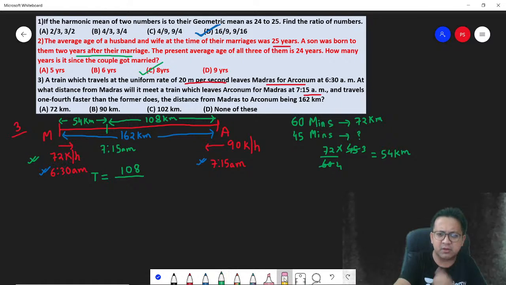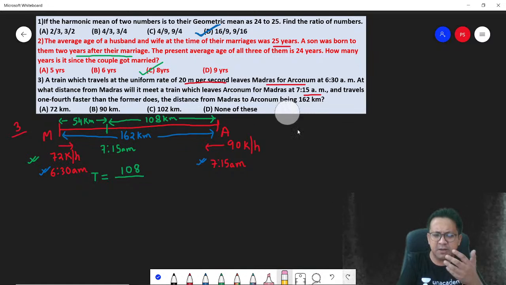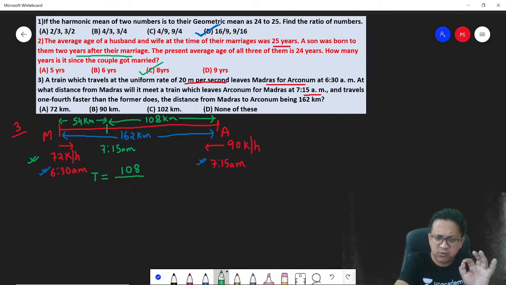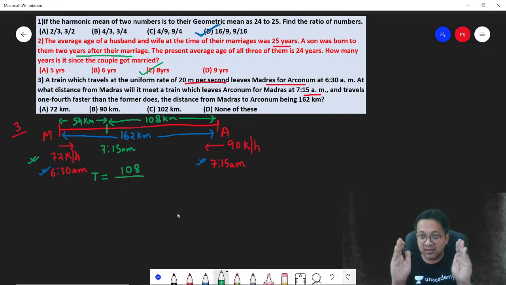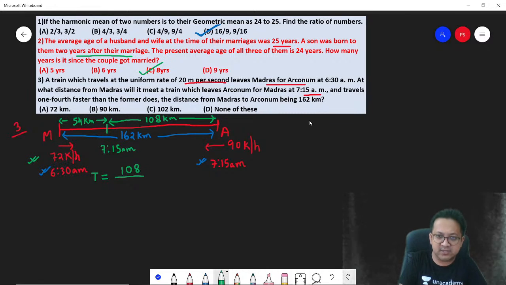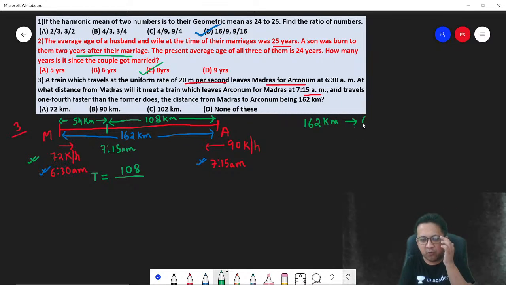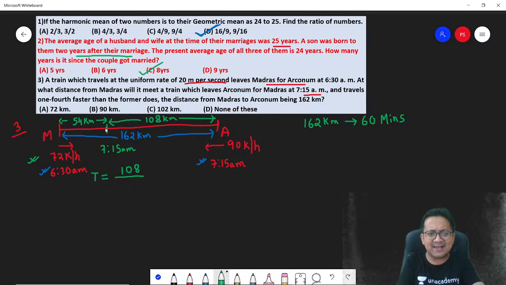Again, I will apply the unitary method. How will I apply the unitary method? I don't use formulas. I will always use the unitary method. The left-hand side train is covering 72 kilometers per hour. So in 1 hour, the left-hand side covers 72 and the other one covers 90. So in 1 hour, the distance between them reduces by 72 plus 90. In other words, the two trains would have covered 162 kilometers in 60 minutes. Correct? But we don't want 162 kilometers to be covered, because at 7:15 a.m.